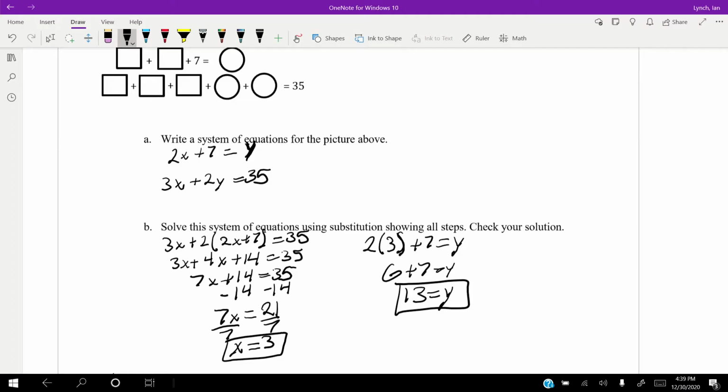Now I want you guys to check the solution to see if it works. Alright? Double check that it works.